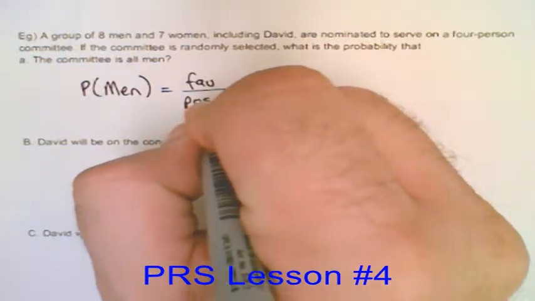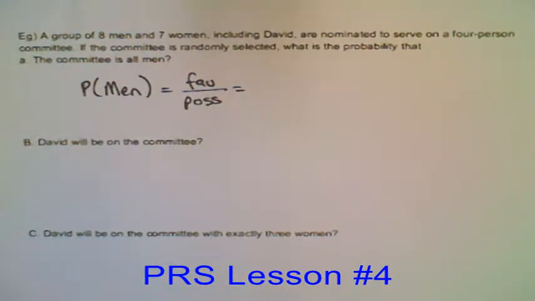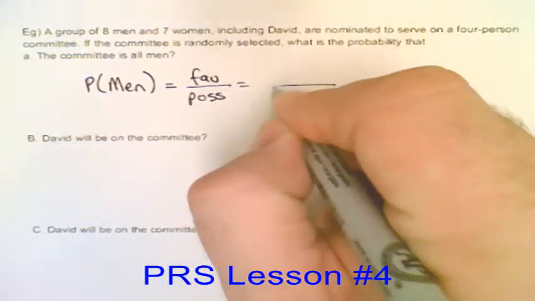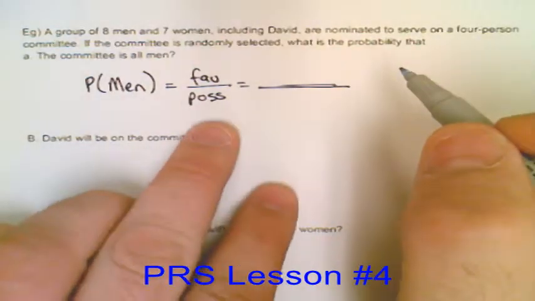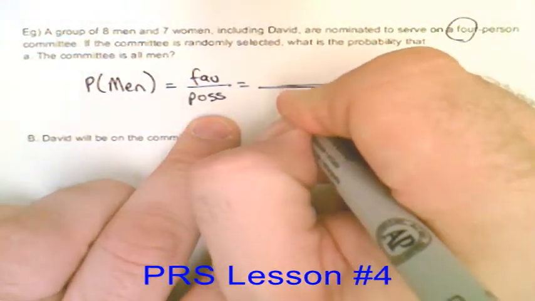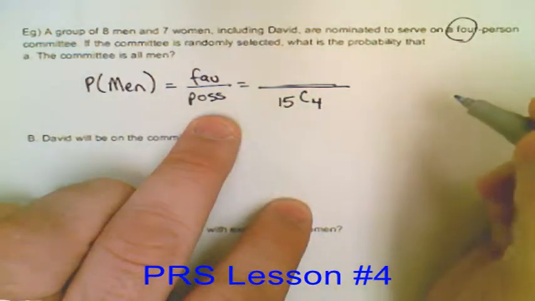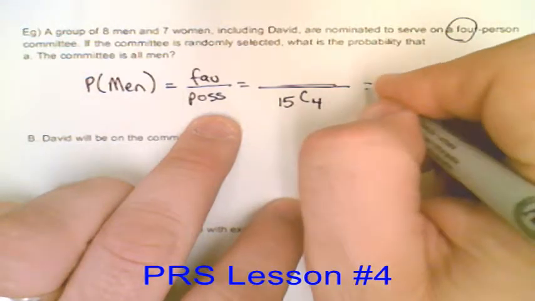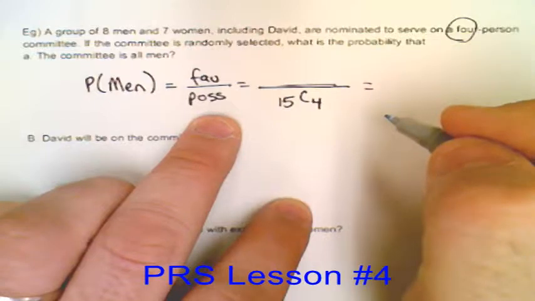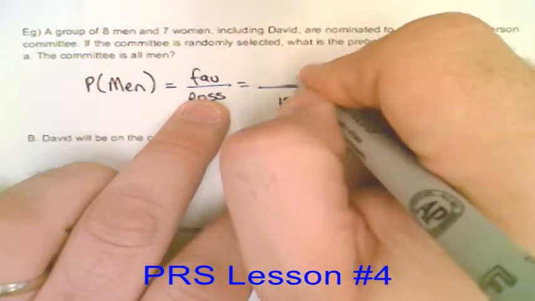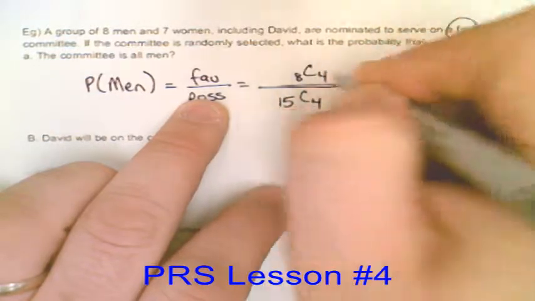So the probability that it's all men is going to be the number of favorable, which in this case is the number of committees that are all men, over the number of possible, the number of committees in total. Keeping in mind it's a committee, it doesn't matter the order, so this is a combination. I usually figure out my possibles first. How many 4-person committees can I make? Well, there's 15 in total, and I've got to choose 4 of them. So I get 15 choose 4. I'm going to figure that out in a second.